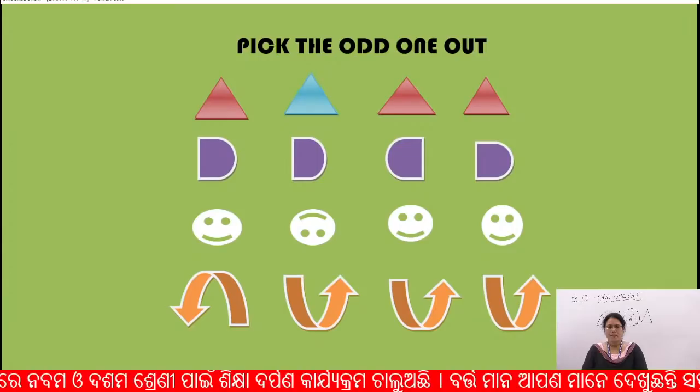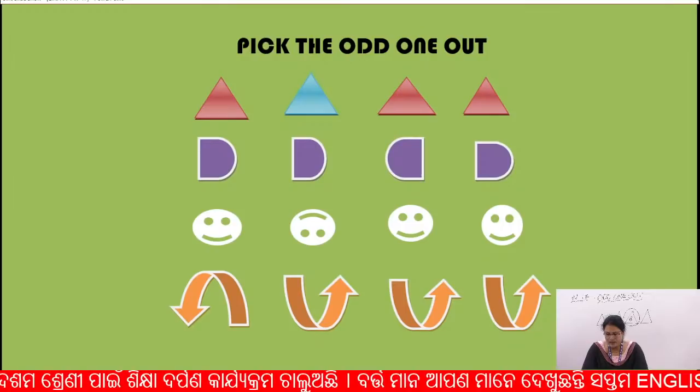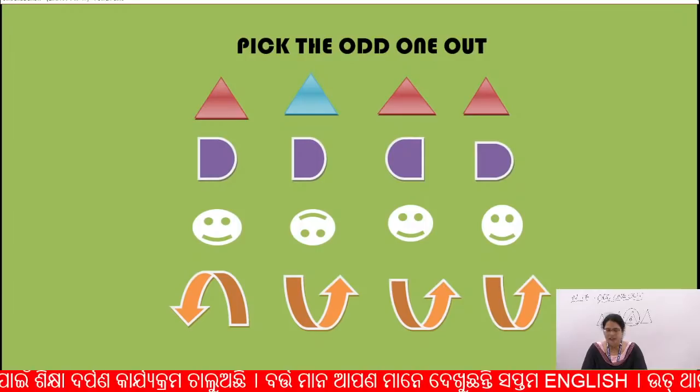Next, show these arrows. Look at these arrows. Which one is different? Yes, the first one. Right or not? It is downward.